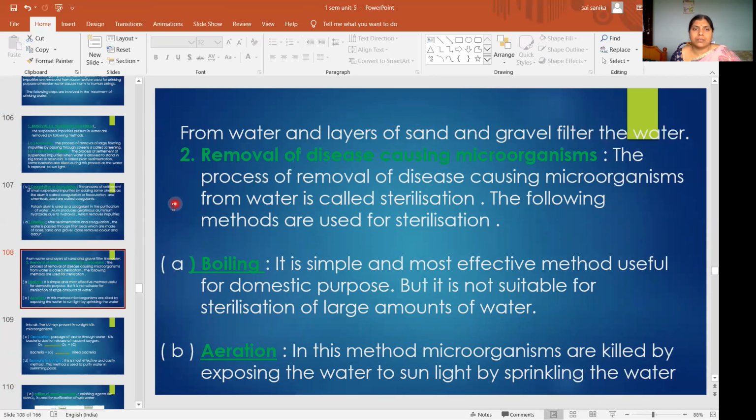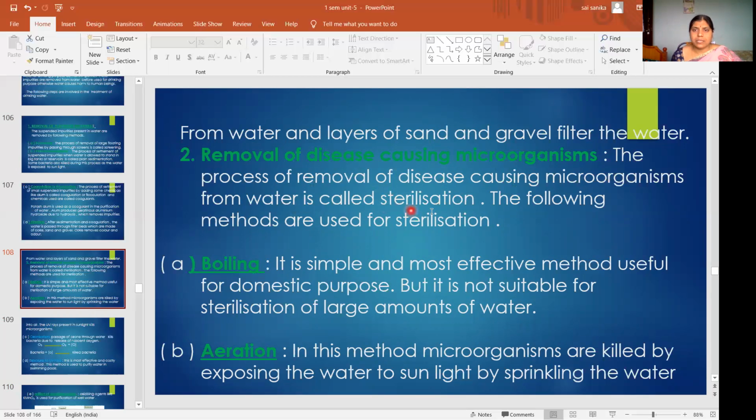Coke removes the odor and color from water, and layers of sand and gravel filter the water. After removing the suspended impurities, you have to remove the disease causing microorganisms. So the second step is removal of disease causing microorganisms. The process of removal of disease causing microorganisms from water is called sterilization.